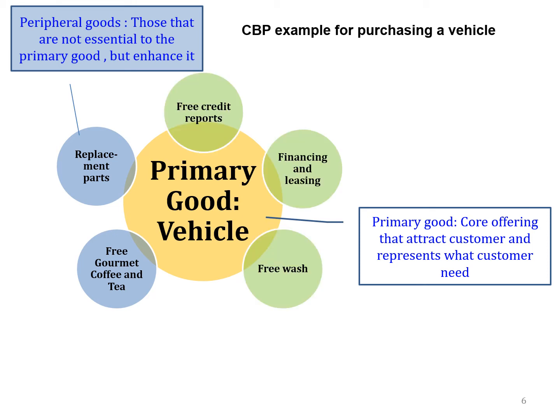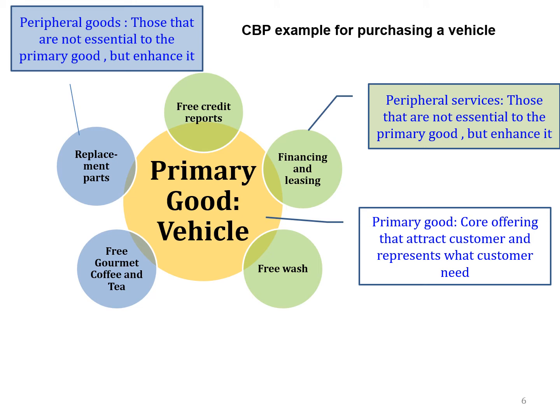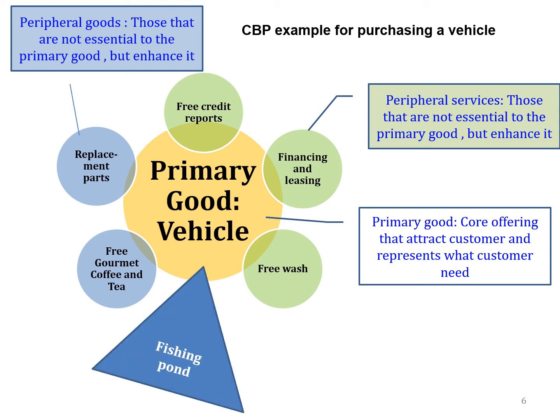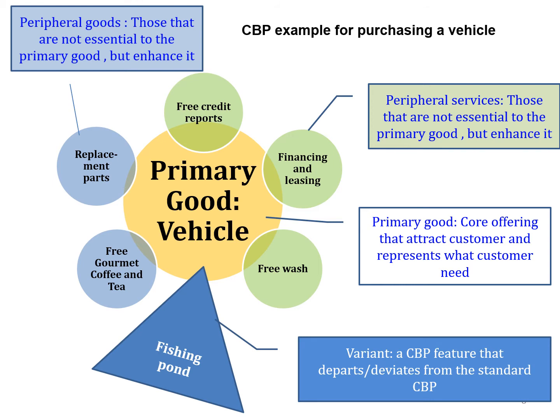Di samping tu juga you offer extra service such as free credit reports, how to finance and leasing, and also free wash. So these are the peripheral services, the services that are not essential to the primary good but enhance it. Di samping itu juga, you said if the customer purchases a vehicle from you, they have tickets to go to the fishing pond, which has nothing to do with a car. But you just offer it to make your package more attractive. So this is called a variant. A variant is a CBP feature that departs or deviates from the standard CBP.